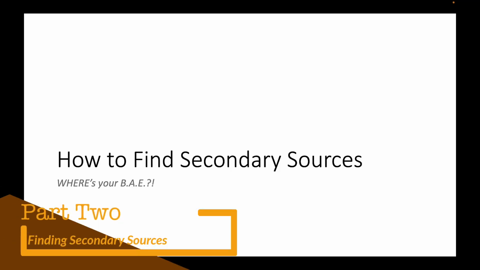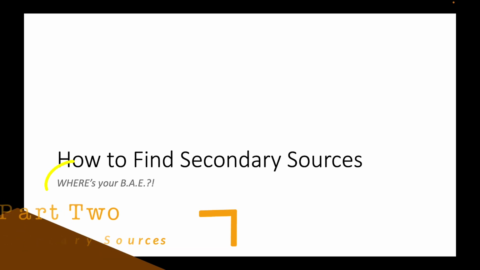All right, so now we know what the main secondary sources are that we're going to focus on for our historiographic essays and really for just professional history in general. Books, articles, and essays. In this next section, I'm going to tell you how to find them. Okay, so now that we know who your Bae is, now we're going to focus on another question. Where's your Bae? Let's start with books.